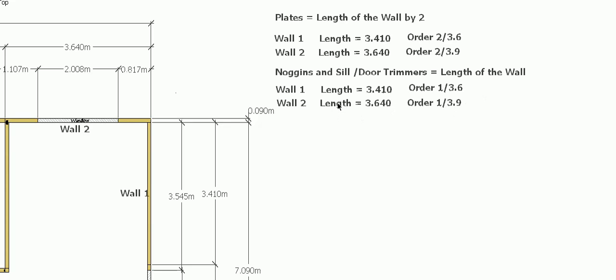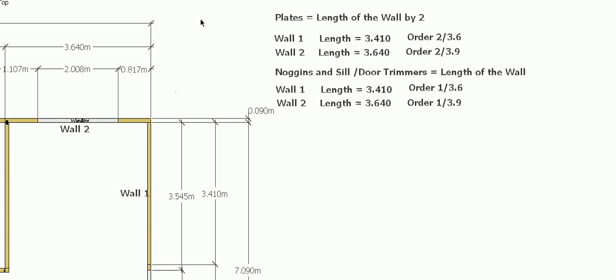Now, some people would say, well, why not just allow 3 lengths for our plates, which in a lot of cases you could do. However, your noggins don't have to be the same size as your framing material, your studs. They can be narrower. So in some cases, just better to separate that out. All right, but it's quite common to just allow 3 plate lengths to allow for your noggins as well.